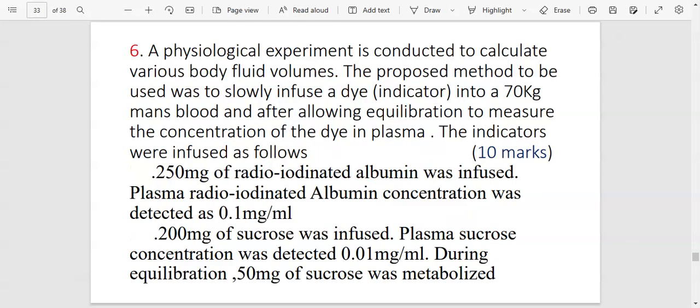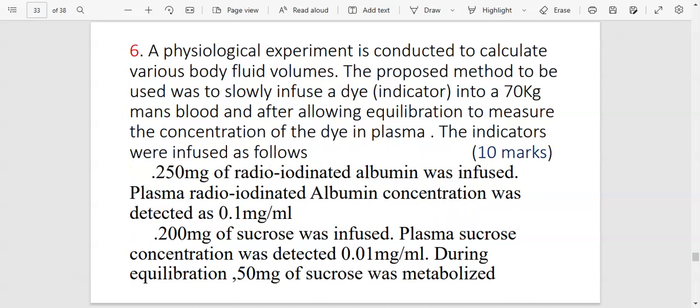And then we can also look at this one. A physiological experiment is conducted to calculate various body fluid volumes. The proposed method to be used was to slowly infuse a dye indicator into a 70 kg man's blood, and after allowing equilibration, to measure the concentration of the dye in plasma. The indicators were infused as follows. 250 mL of radioiodinated albumin was infused. Plasma radioiodinated albumin concentration was detected as 0.1 milligrams per mL.